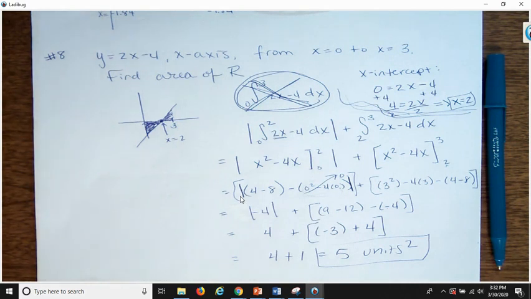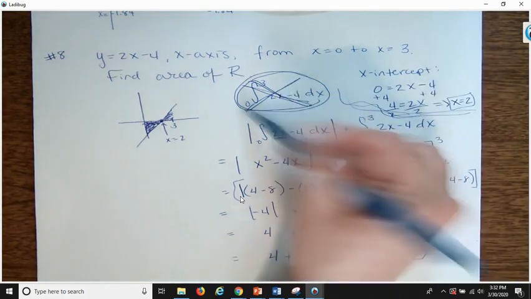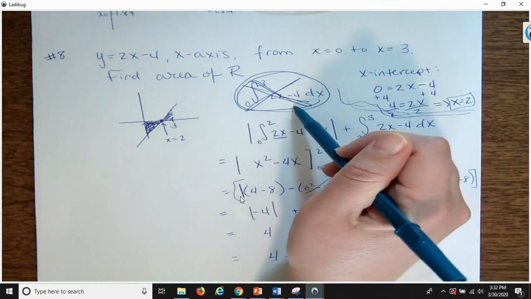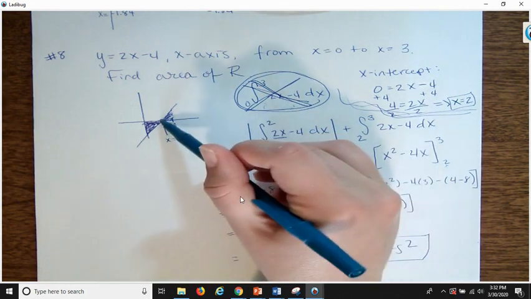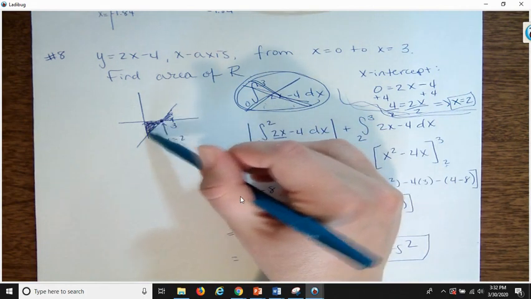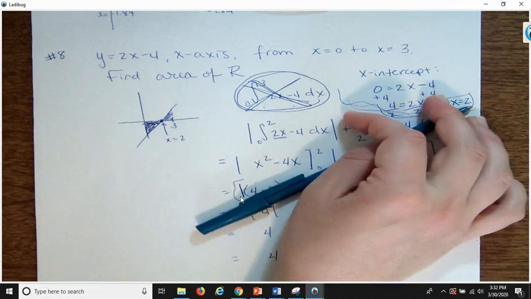I hope that that makes more sense to you now. I did get a significant amount of questions about this one, why you can't do this. And it's just because you have to remember that below the x-axis, you have a negative area value.